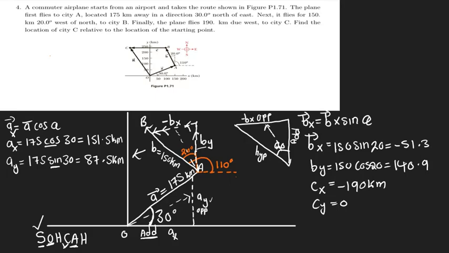So to add our vectors, we are going to add our resultants in the x. So to add our resultants in the x, we are going to add this guy here. We're going to say 151.5 plus, and then we're going to add this one. So instead of plus, it will be minus 51.3, minus this guy here, so minus 190. So in the x, we are getting negative 89.8.